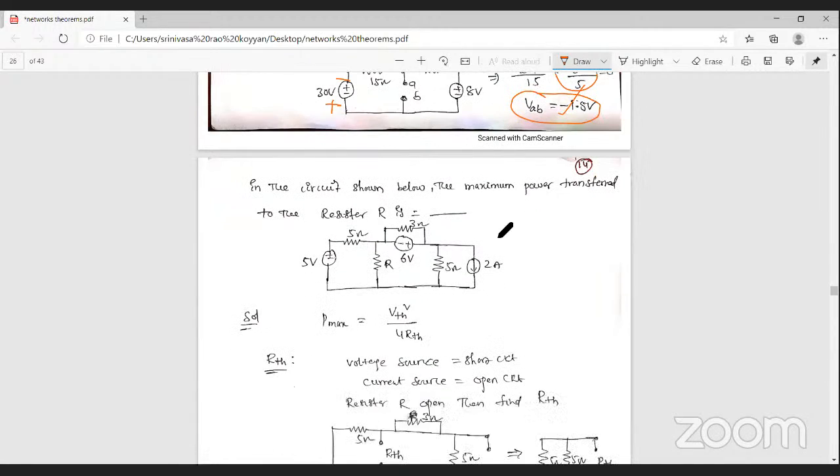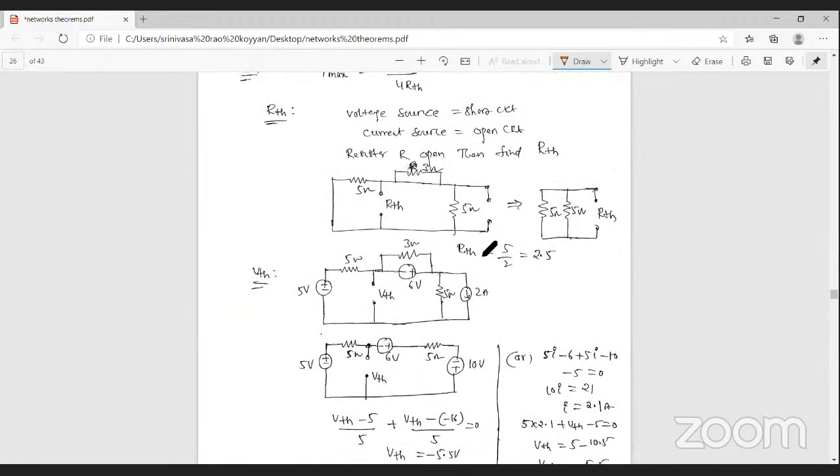Next problem. This is the maximum power transfer theorem. I will explain the maximum power transfer theorem at the end of the class. First of all, I will explain the Thevenin's theorems.